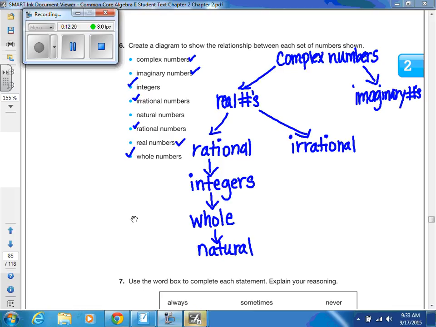I want you to do number 7, the always, sometimes, never. I want you to do that for homework. Finish getting your chart filled in. And then do your always, sometimes, never on number 7 for homework.